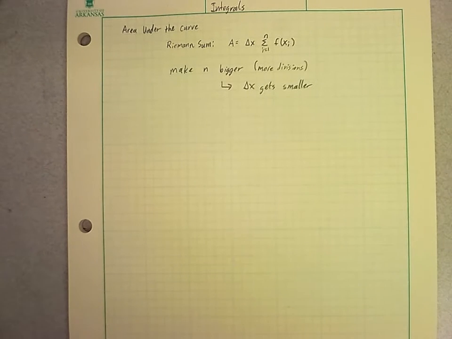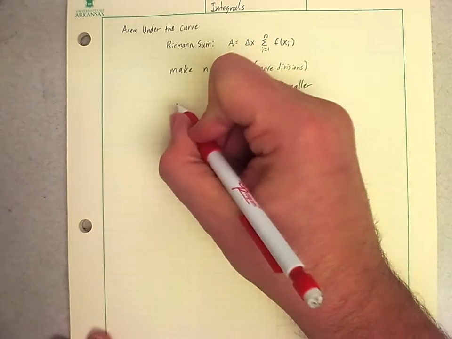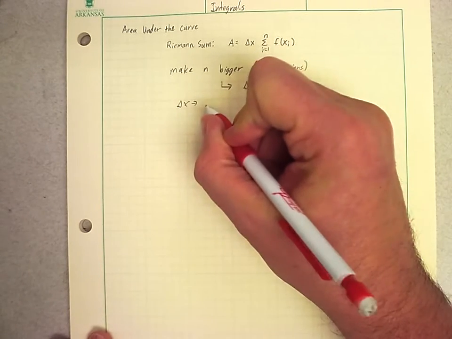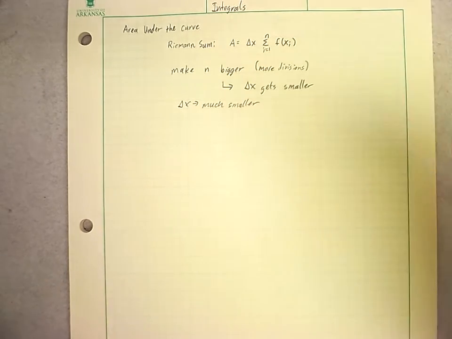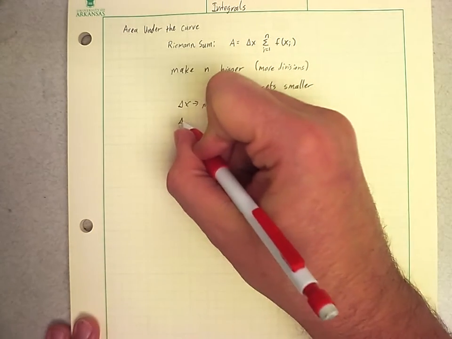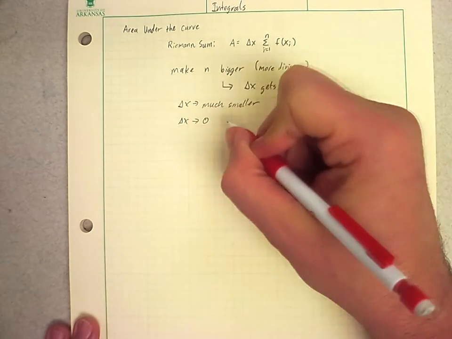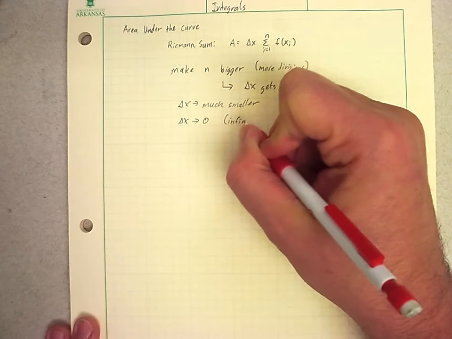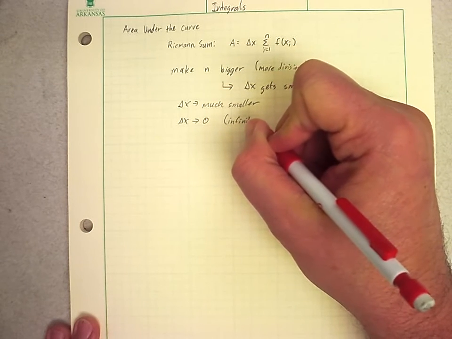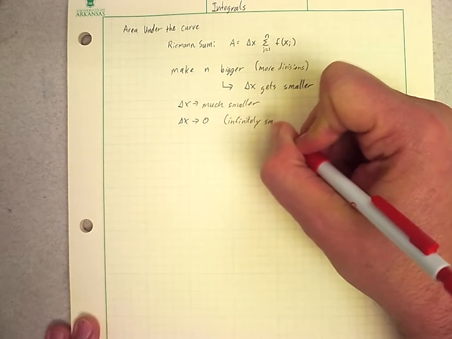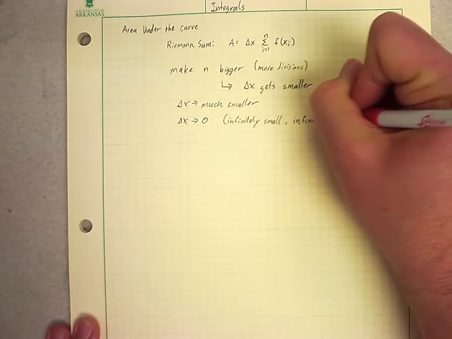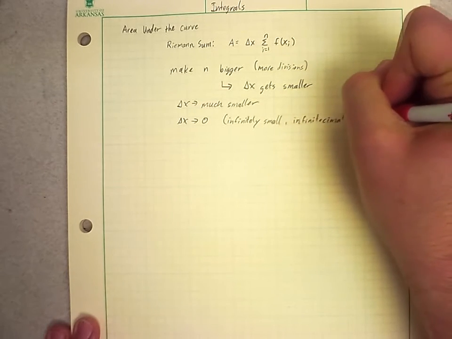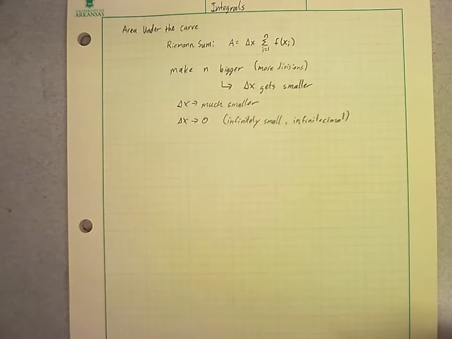So what happens? We just learned about limits a while back. What happens if delta x gets much smaller? In fact, since we just talked about limits, what happens if delta x goes to 0? Infinitely small. Or the word I like, infinitesimal. It's a good word. I always liked it, I don't know why.